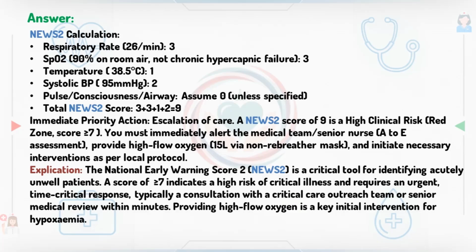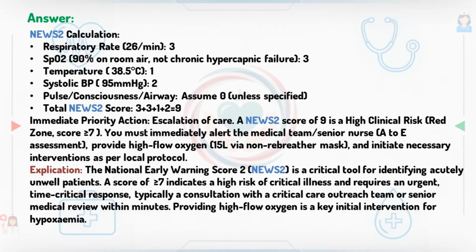Immediate priority action. Escalation of care. A NEWS 2 score of 9 is a high clinical risk, red zone, score greater than 7. You must immediately alert the medical team, senior nurse, A to E assessment, provide high-flow oxygen, 15L via non-rebreather mask, and initiate necessary interventions as per local protocol.